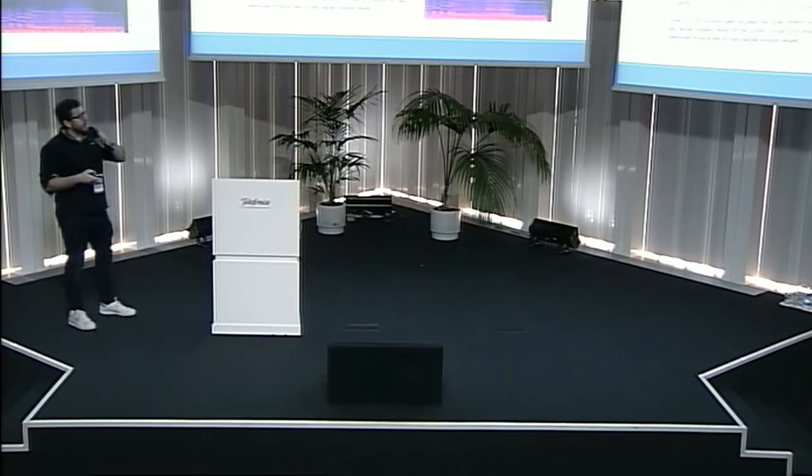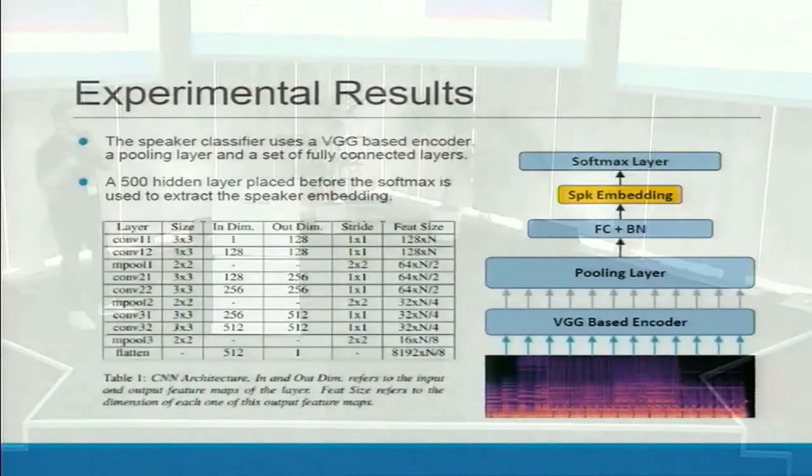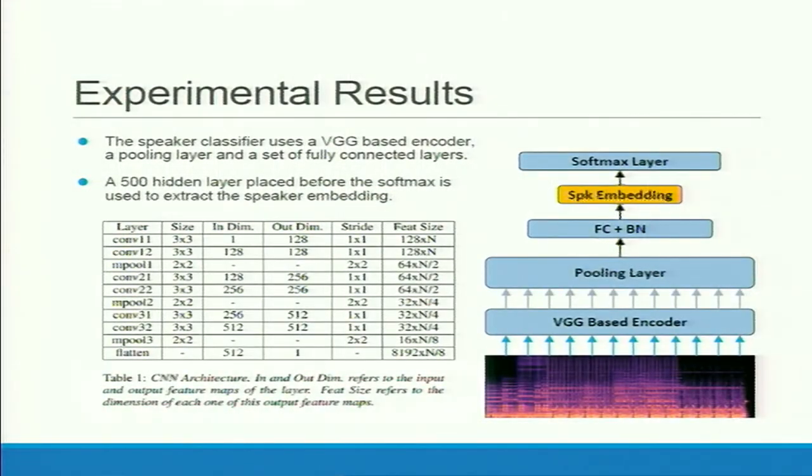So on your right, you have the scheme of the network that we have used. It's a VGG-based encoder, which we have adapted a bit for the task. And after the base encoder, we have the pooling layer. And then we have two fully connected layers. And we use the last layer previous to the softmax layer as the speaker embedding.